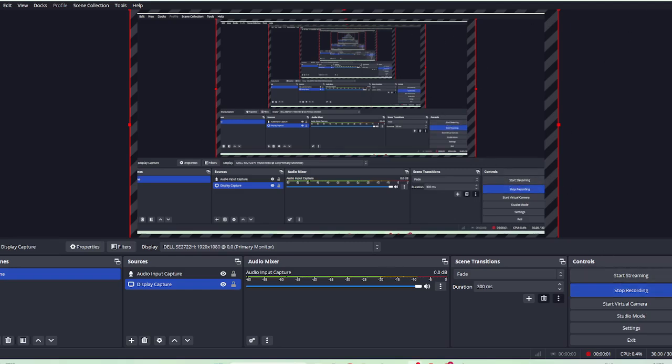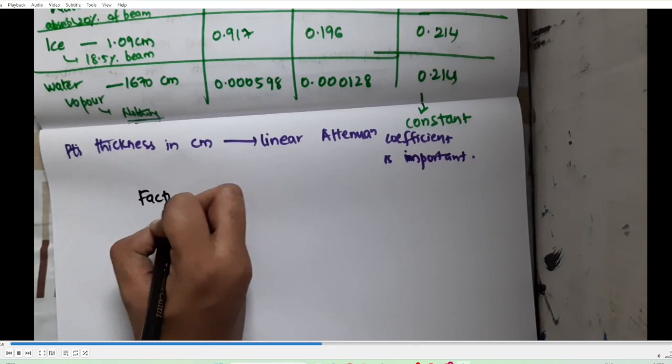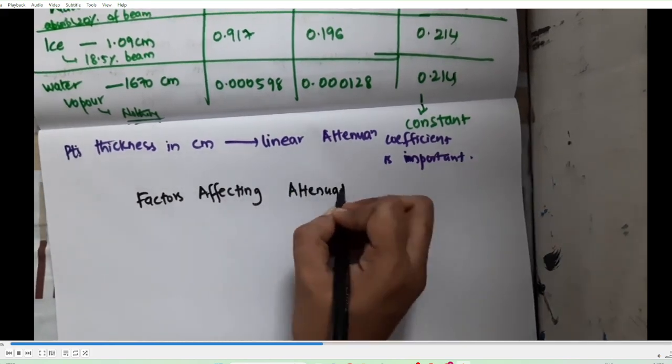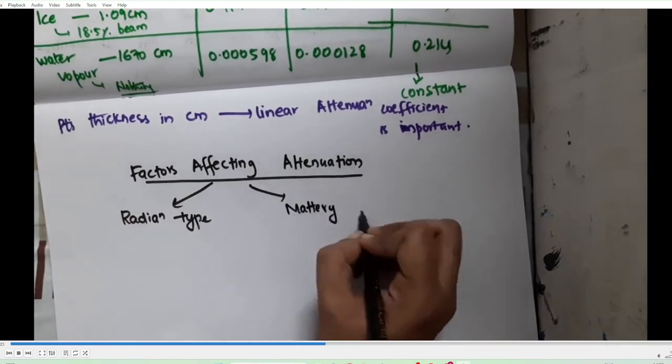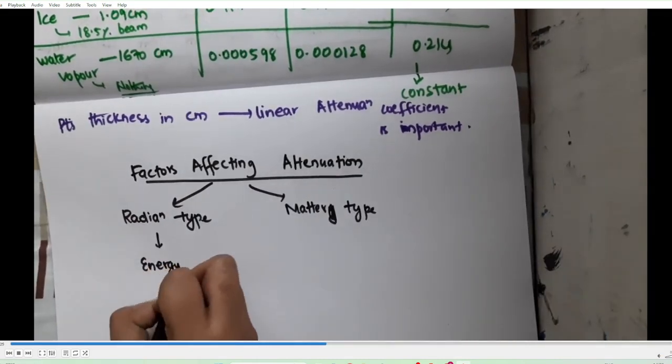Hello friends, let us now learn some important points about the factors affecting attenuation. There are four factors affecting attenuation. The four factors determine the degree of attenuation of an X-ray beam as it passes through matter.